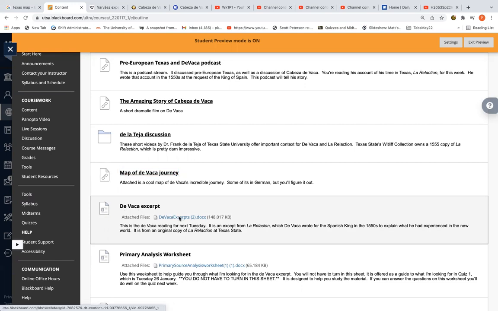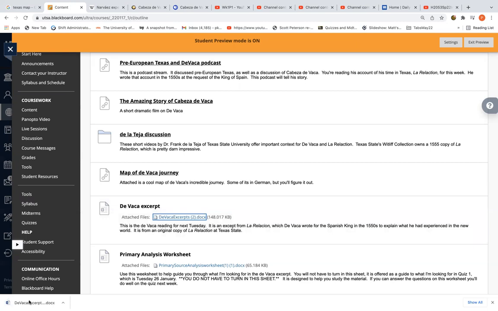And then what you do is you just click on that. It turns into a Word document. I want you to open the Word document and read De Vaca's story, or the excerpts of his story. What you'll read talks about him landing in Texas, his experience with the Indians in Texas, the indigenous groups in Texas, and his encounters with the Spanish. So you don't read the whole thing, you just read some excerpts.